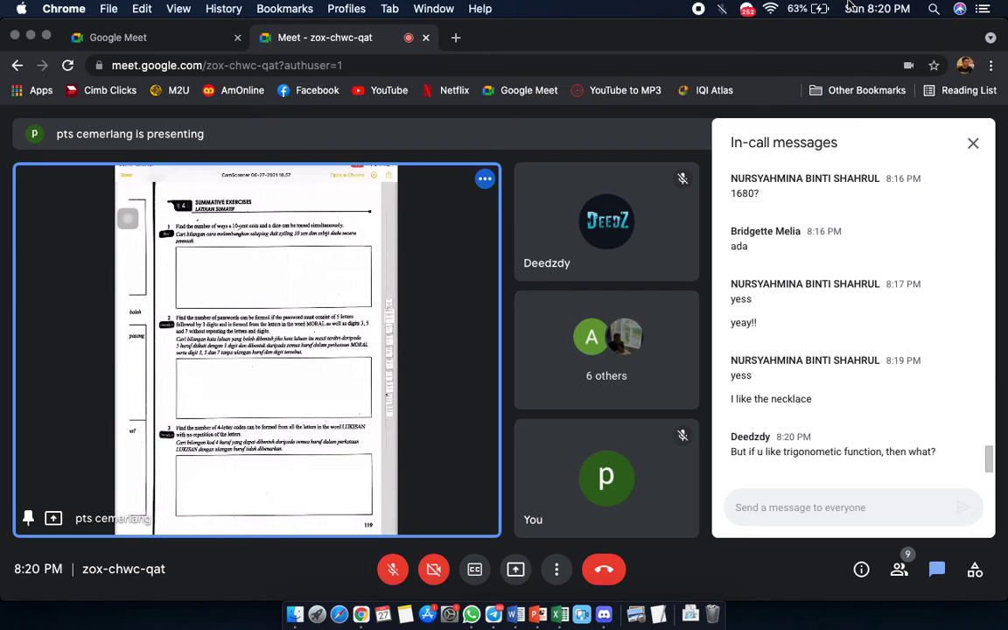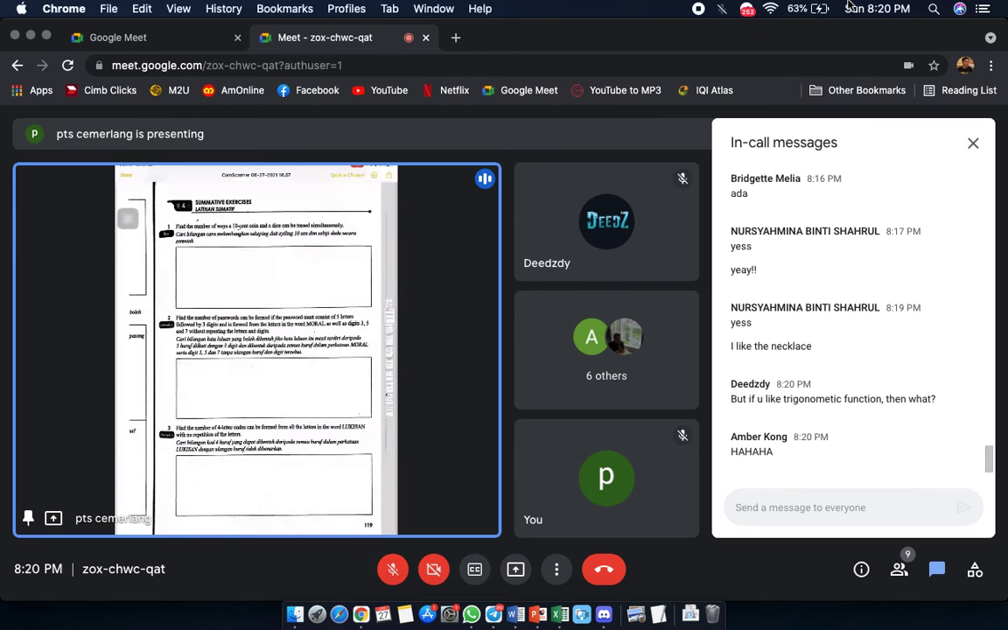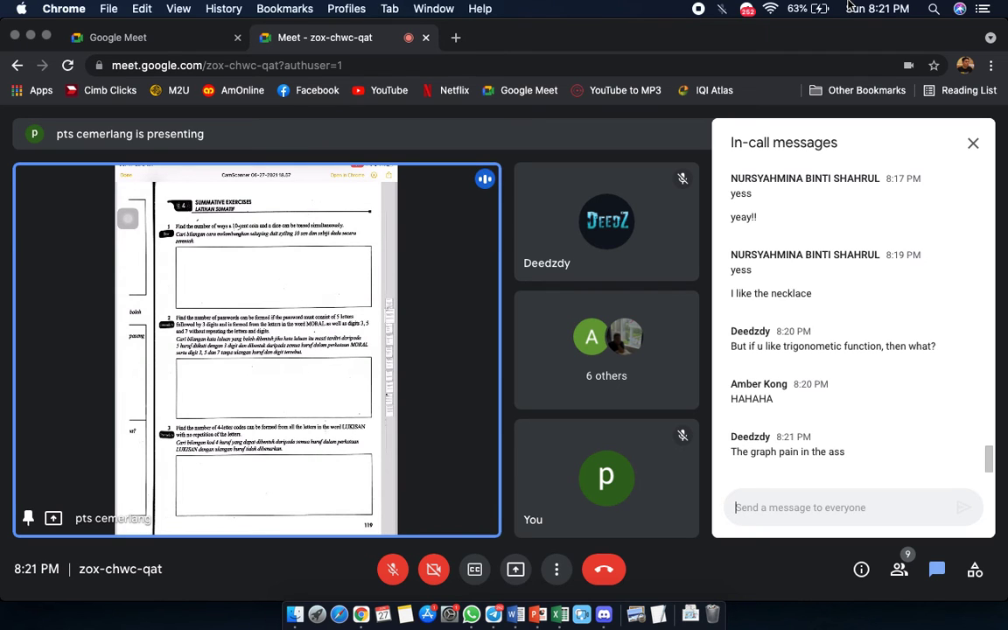If you like trigonometric function, you are critical. You are those who are critical thinking. Yes, those are not creative. Okay. I like trigonometric function. Cristiano, for your information, I love that topic so much. Seriously. But I only like that topic. Oh, the graph is pain in the ass.